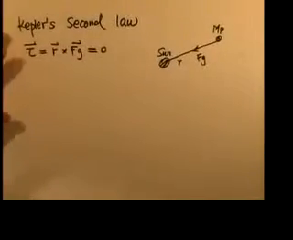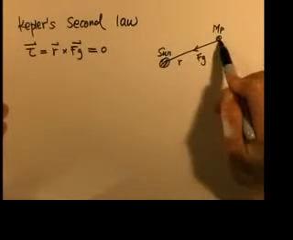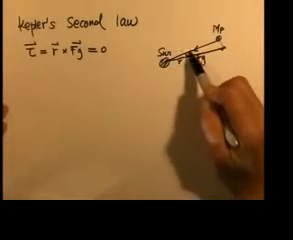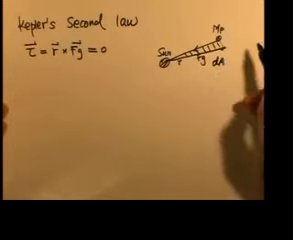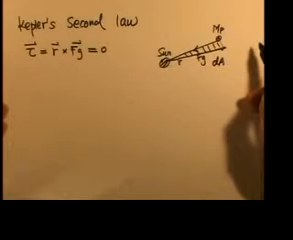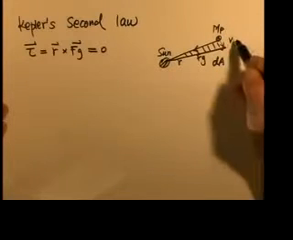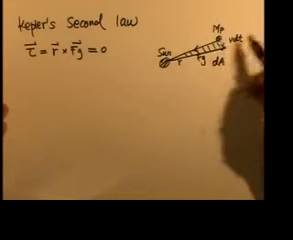Now I'm going to prove Kepler's second law. Kepler's second law, as we just learned, says the radius vector drawn from the sun to a planet sweeps out an area. We name it dA in the time of dt. So if the planet moves with velocity v, v times dt gives us the distance it travels.